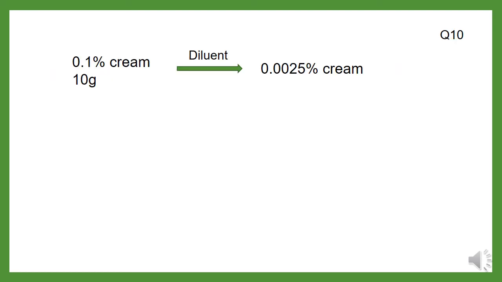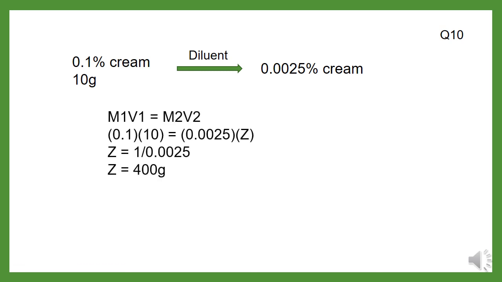Now let's move on to the last question. Now over here, you need to dilute the cream. You have a 0.1%, 10 gram cream, and then you try to add in the diluent. It could be an aqueous cream, it could be a white soft paraffin, anything that has no active ingredient, okay? So over here, you're trying to dilute that.